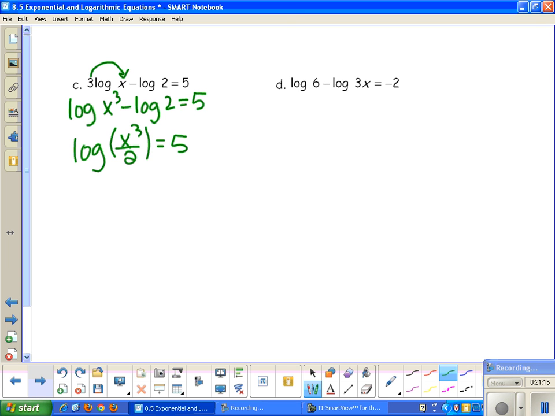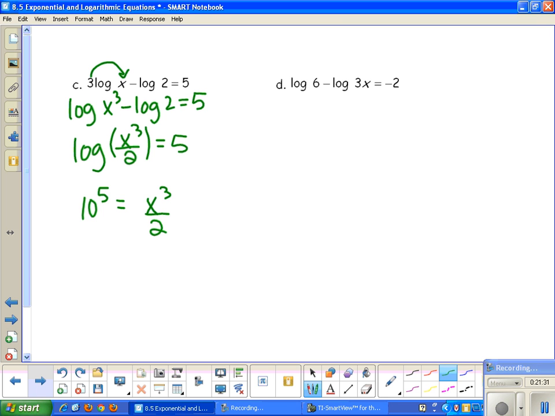Now that I have this problem right here, I can't do anything more, so now I can go ahead and put it into exponential form. So the base is 10, so 10 to the 5th power equals x cubed divided by 2. So how would you solve the rest of this?